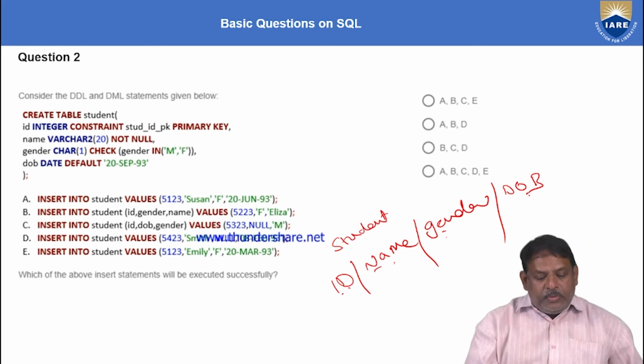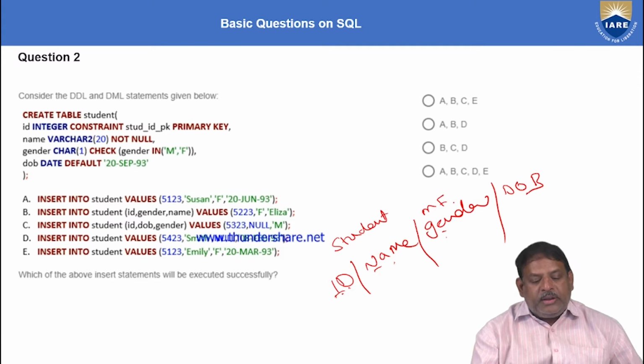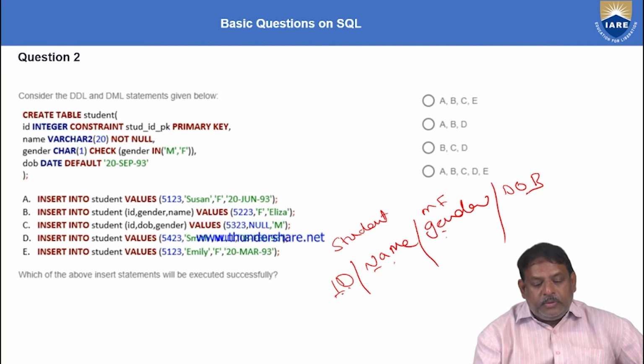Now he has again made this ID a primary key. So two students will not have the same value because it is a primary key. Okay, now there is one check constraint on the gender column, that it should be male or female. And also there is a default constraint of 20th September 93.